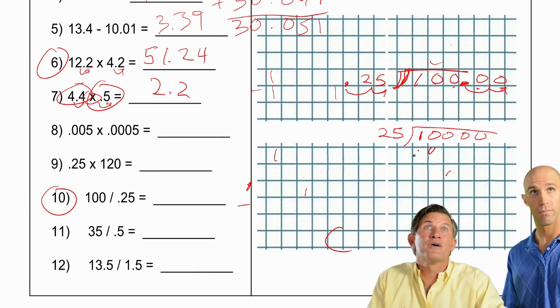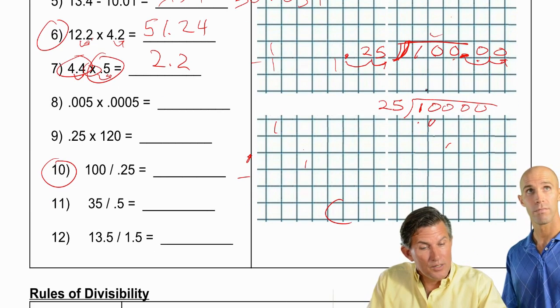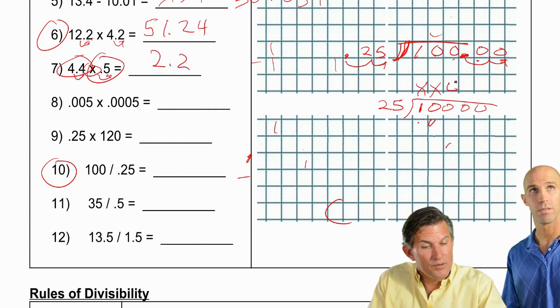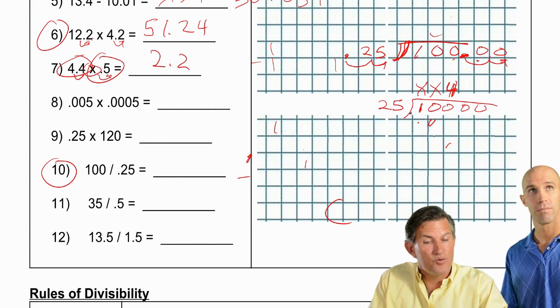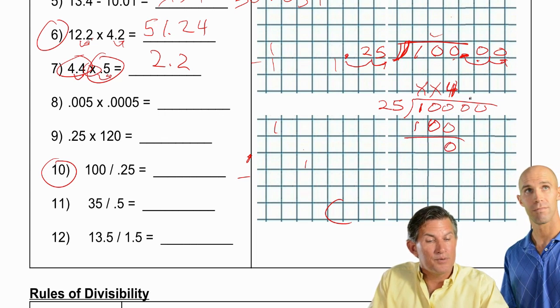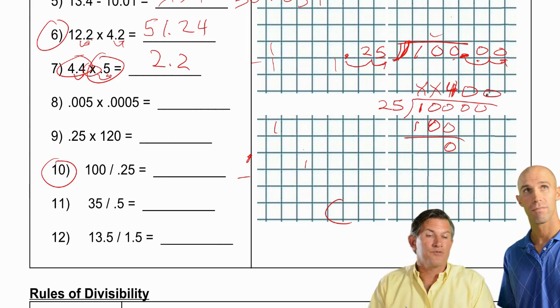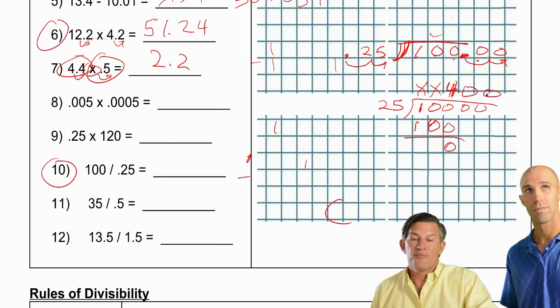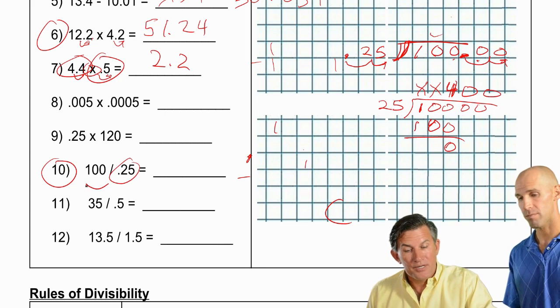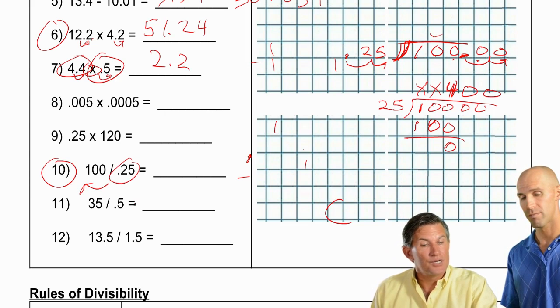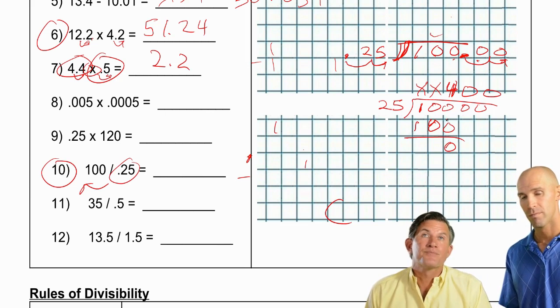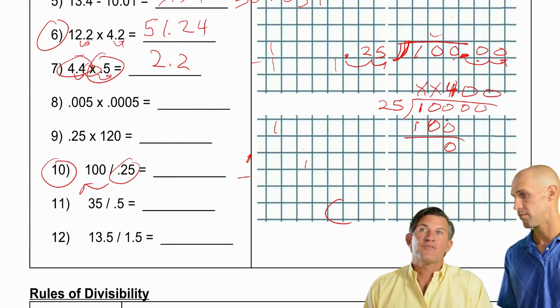Does 25 go into 1? No. Does it go into 10? No. Does it go into 100? 4 times. Okay, and then since that's 4 times 25, your math teacher wants you to write these zeros, and we know that it goes into 400. So what we're saying is that a quarter goes into $100 as many times as 25 goes into 10,000. It's proportional, if that makes any sense.